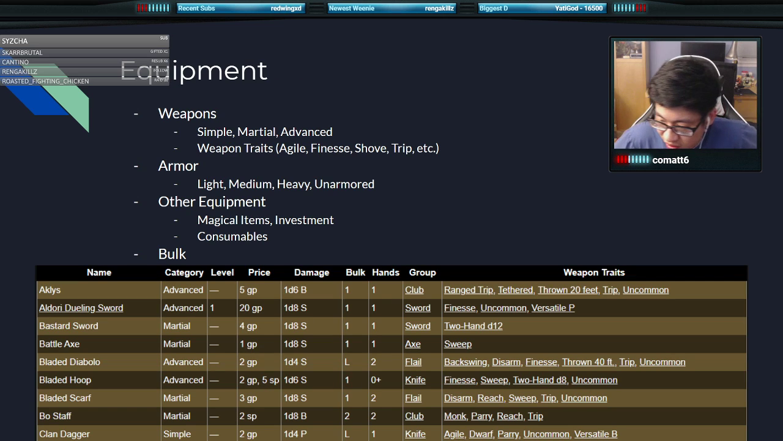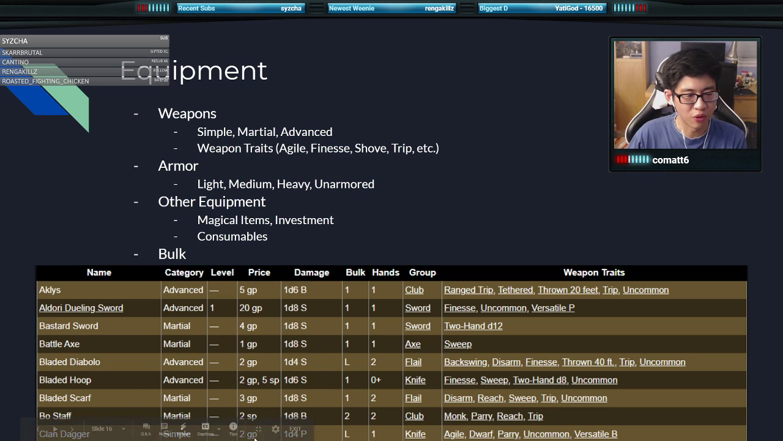Okay, moving on to equipment. There's a bunch of different types of equipment, the most notable ones being weapons and armor. Weapons come in 3 different types: simple, martial, and advanced. There's also fists, which are unarmed attacks.